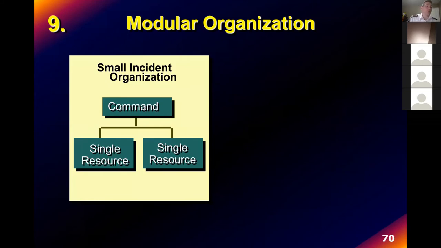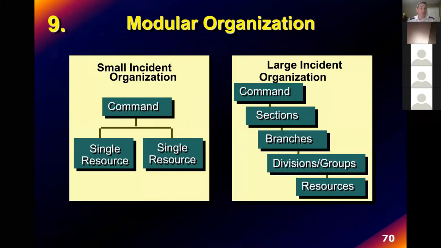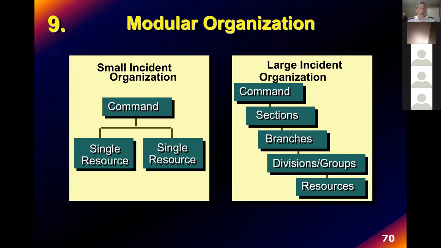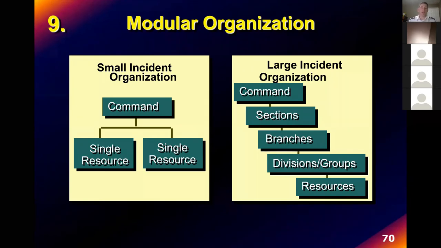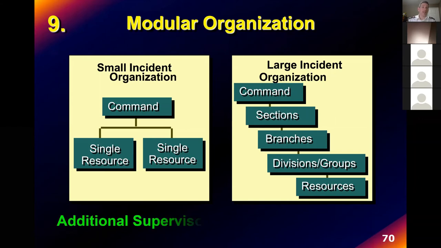We have a small incident organization. You might have a commander and a couple of single resources under that commander. As soon as we start looking into the large incident organizations, you're going to have a command. You're going to have the various sections, the operations section, the finance section. They're going to be broken down further into branches or divisions and groups and single resources, right? So we add those layers as they are needed, right?